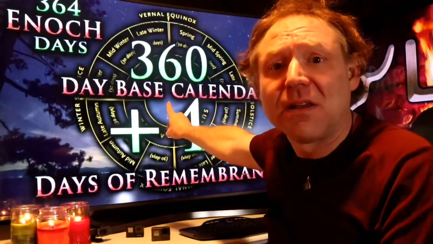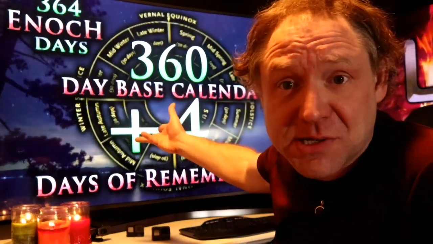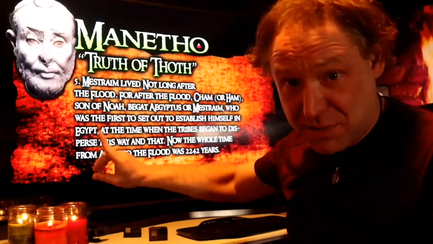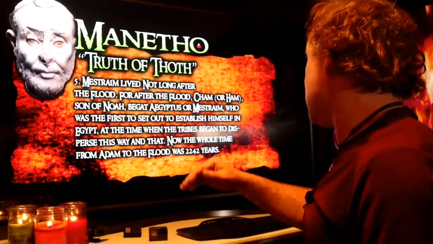In the book of Enoch, in the book of the luminaries, Enoch's calendar has 360 days. But hopping back over to Manetho, oh, you're going to love this.